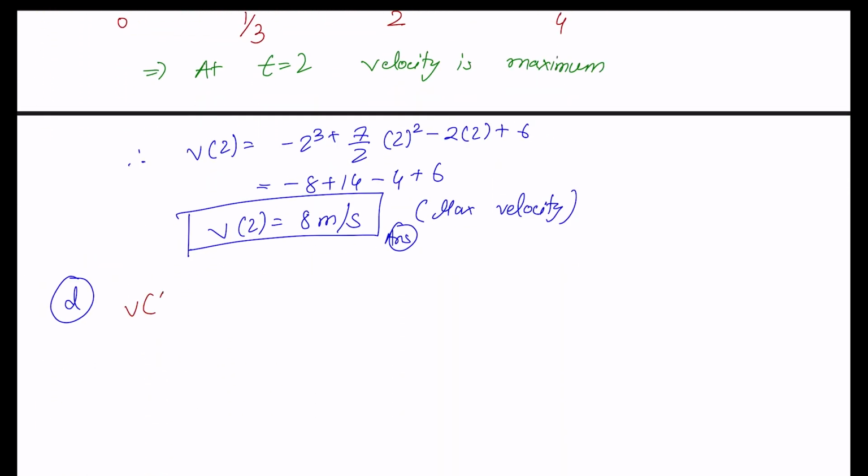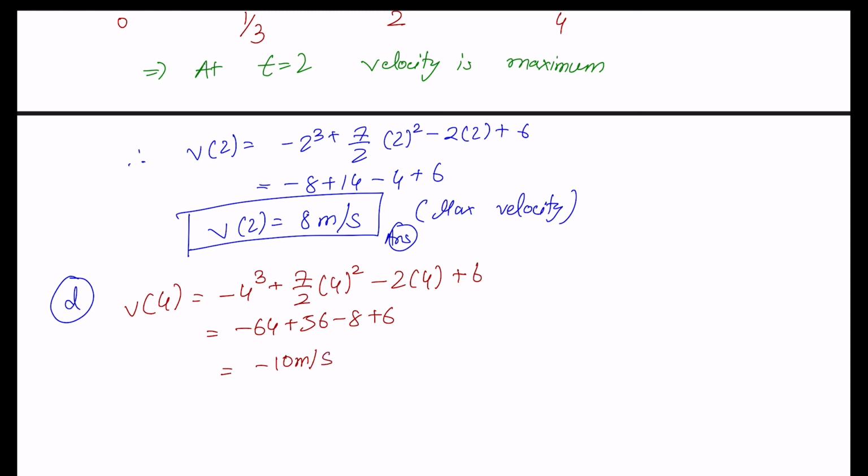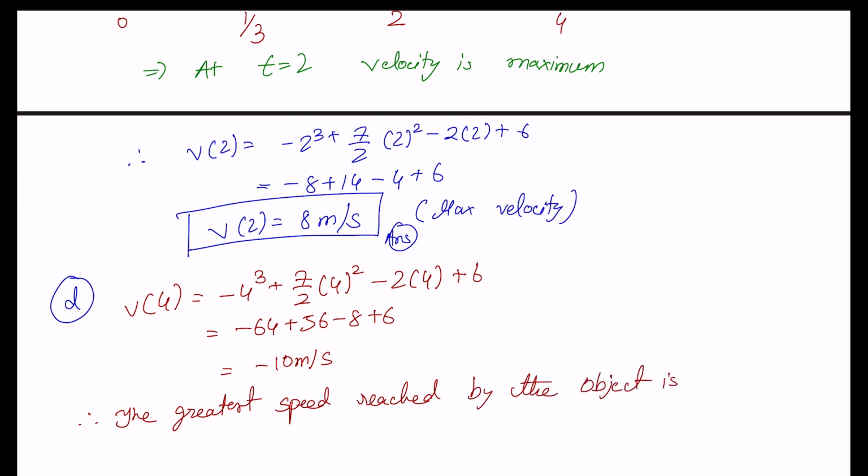So v of 4 would be minus 4 cube plus 7 by 2, 4 squared minus 2 times 4 plus 6. So it'll be minus 64 plus 56 minus 8 plus 6, which is minus 10 meter per second. Okay, so we see that at t equals 4, the velocity has a greater magnitude as compared to 2, right? So therefore, the greatest speed reached by the object is 10 meter per second at t equals 4 seconds. And that will be the answer to part D.